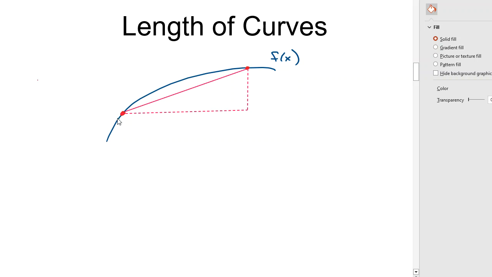Okay, so let's say we have some curve f of x here, and this is part of our partition. Let's say this point right here is at x sub k minus 1, f of x sub k minus 1. And this point up here is at x sub k, f of x sub k.